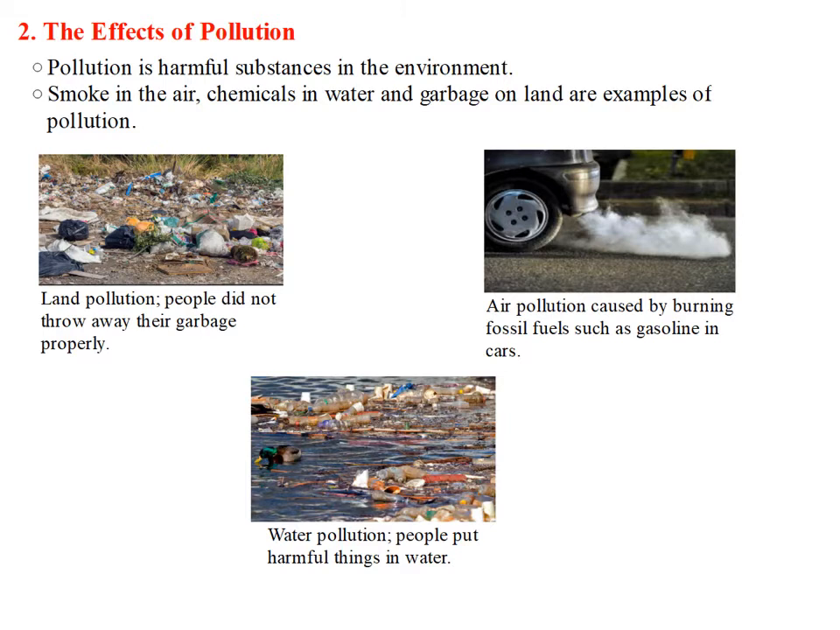Here on this slide, we have three pictures. These pictures show different types of pollution. First picture shows land pollution. People did not throw away their garbage properly. Second picture shows air pollution caused by burning fossil fuels such as gasoline in cars. And last one, water pollution. People put harmful things in water. And when chemicals and waste get into water, they cause water pollution.